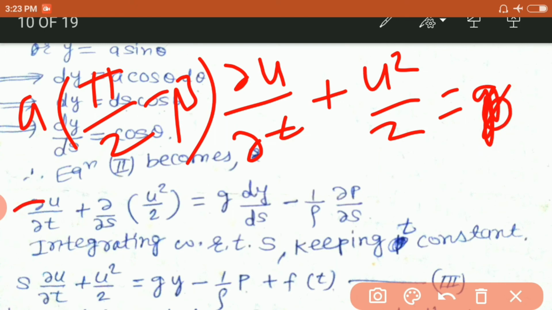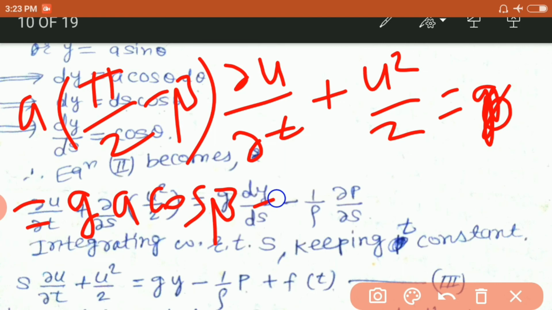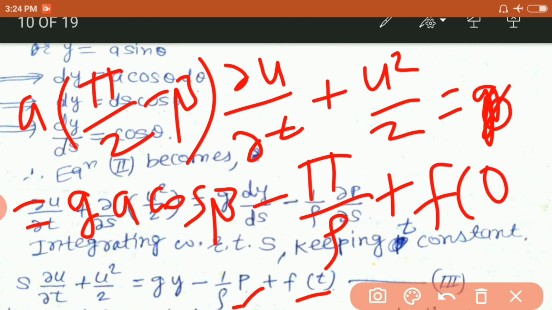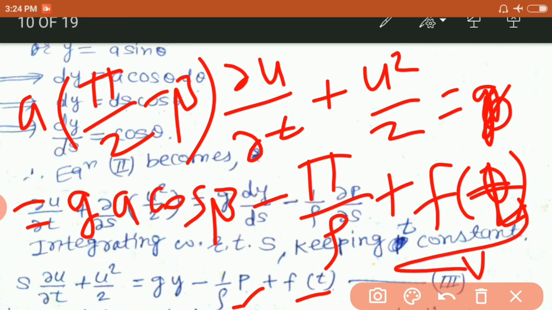So we have this equal to g times y, which is a cos beta, minus p, which is pi, by rho, plus f of t. Here t is not 0, here t is as it is. So this is equation 8.